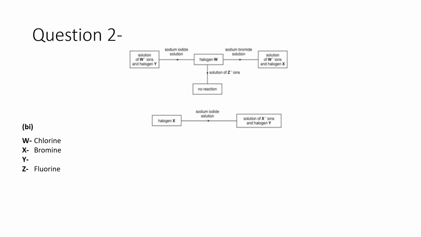Chlorine can displace iodide easily, meaning Y is iodine. This leaves X to be confirmed, which, as it can displace iodine, means that it would be bromine.